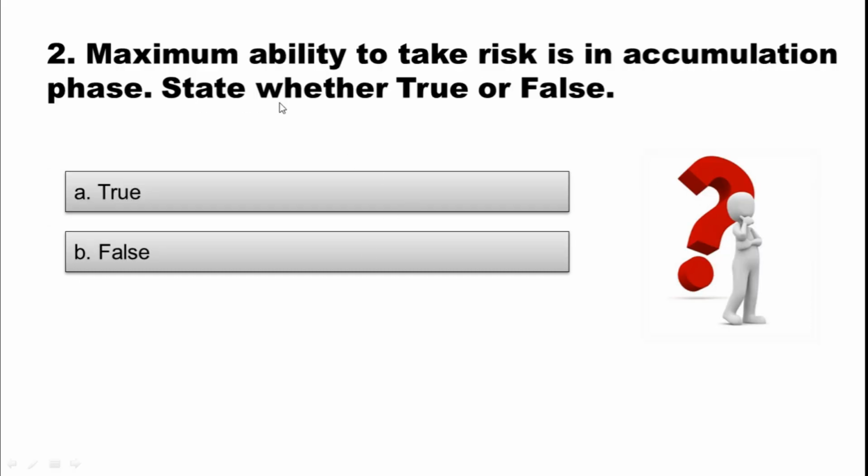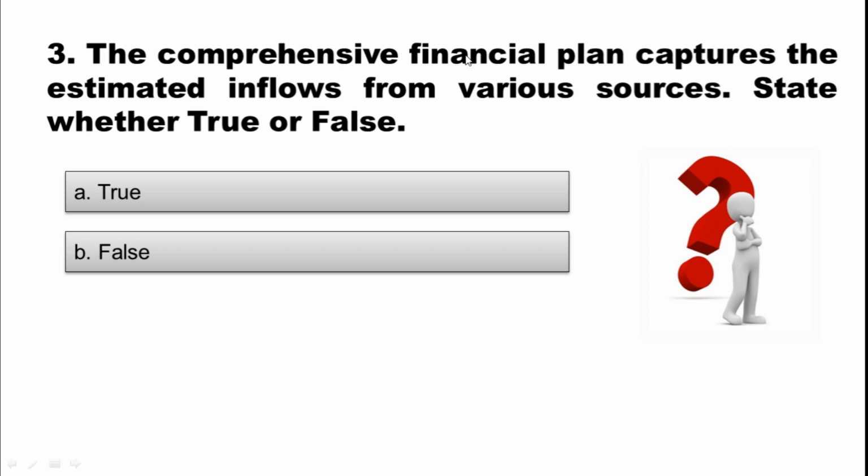Coming to the second question, maximum ability to take risk is in the accumulation phase. State whether true or false. A true, B false. And the correct option is option A. The comprehensive financial plan captures the estimated inflows from various sources. State whether true or false. And the correct option is option A, true.